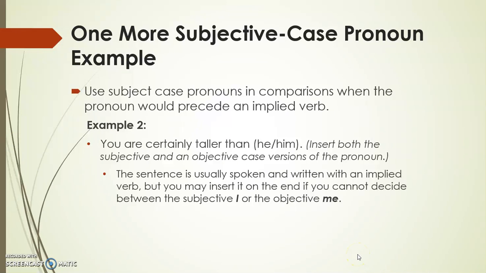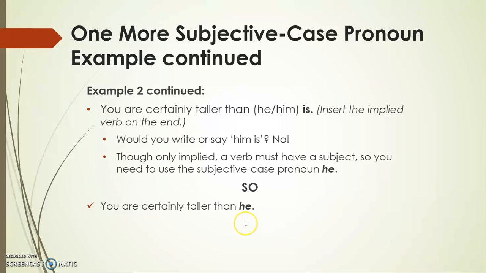Let's look at another example. You are certainly taller than he or him. Again, if you can't determine whether to use he or him, put your verb back on the end of that sentence. You are certainly taller than he or him is. And of course, you would not say, you are taller than him is. You would say, you are taller than he is. So, you are certainly taller than he.